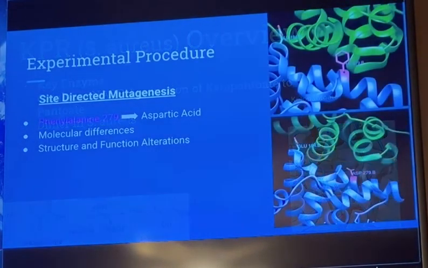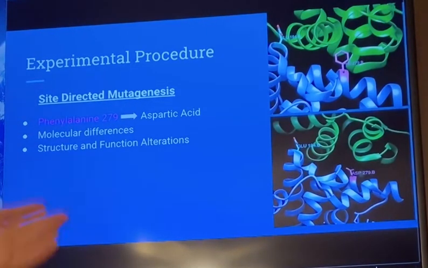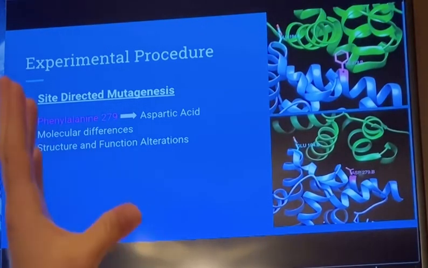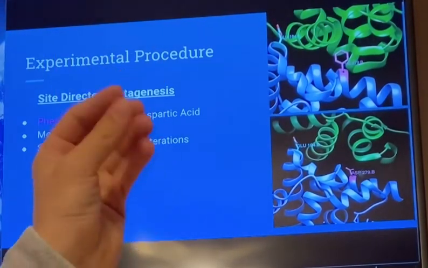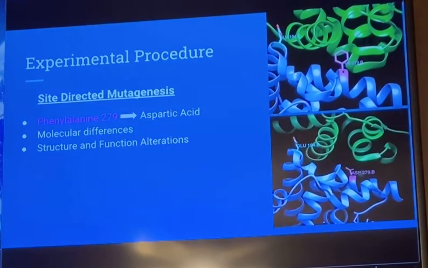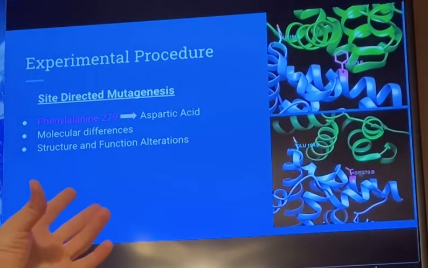Okay, let's talk about our experimental procedure. So this is site-directed mutagenesis. Site-directed mutagenesis is pretty much we are going to look at a specific spot on the DNA sequence that we want to mutate, and we want to change it from one amino acid to another, which could change the functionality of the whole molecule or organism.